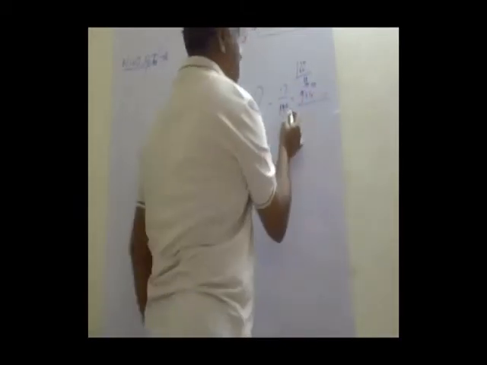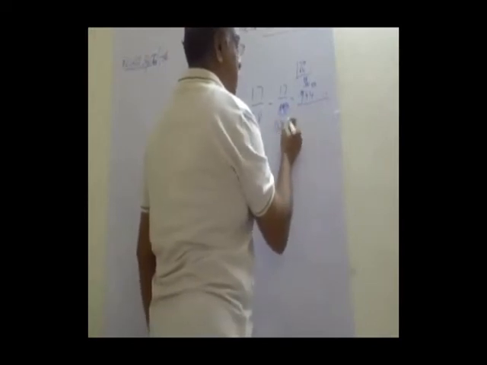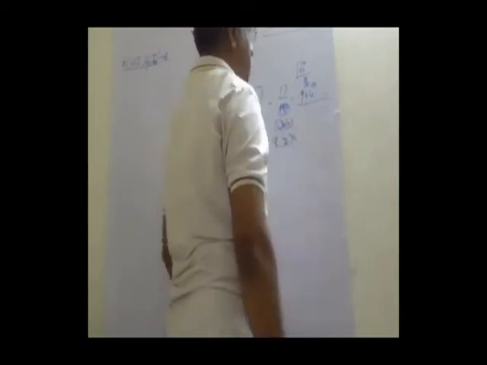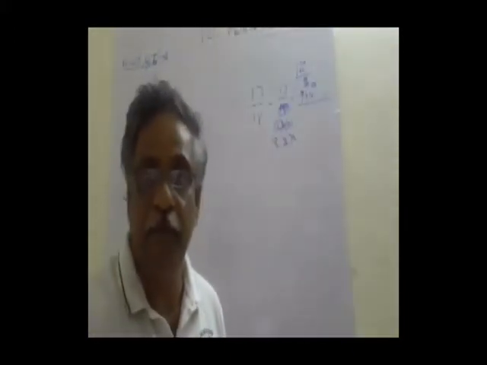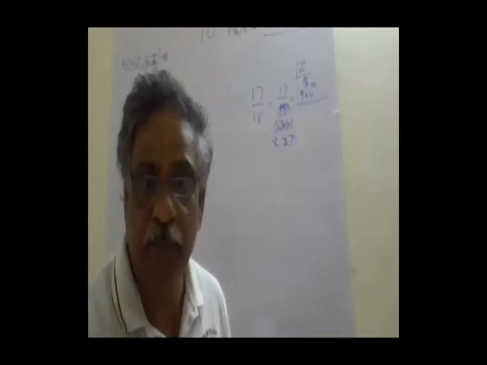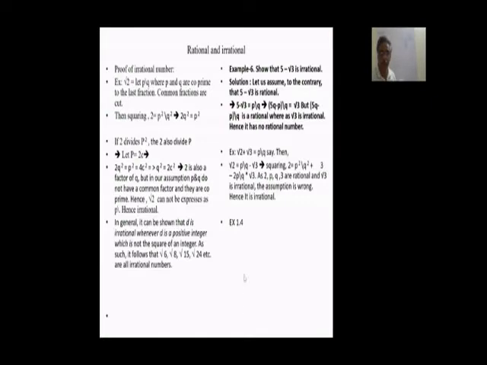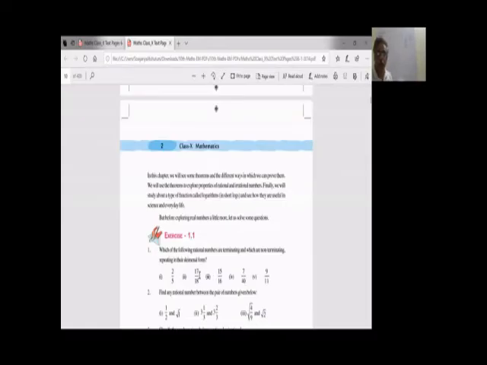Because in the denominator, you should have only 2 and 5. No 3, no 7, no 11, for a terminating decimal. So that means this is non-terminating. So we can say 17 by 18 is non-terminating.